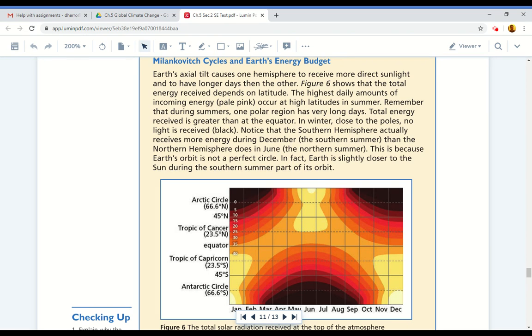In the black area. Notice that the southern hemisphere actually receives more energy during December, the southern summer, than the northern hemisphere does in June, the northern summer. This is because Earth's orbit is not a perfect circle. In fact, Earth is slightly closer to the Sun during the southern summer part of its orbit.